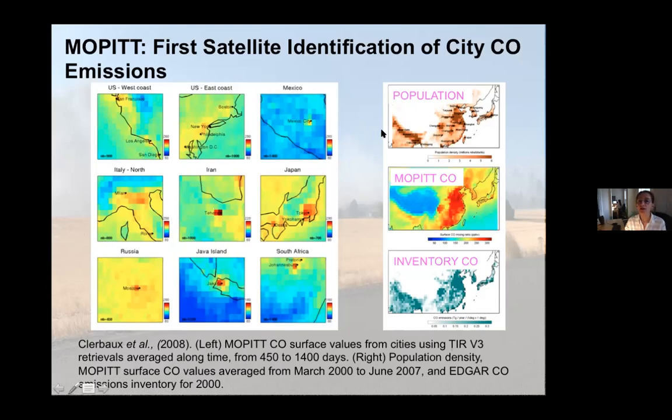And here on the right, there is the case of Beijing, MOPITT CO shown in here, versus population density, and versus CO from an inventory. And you can see that the correlation is very nice. So, but she had to average data acquired along a long period of time.